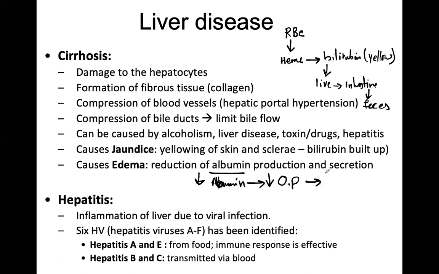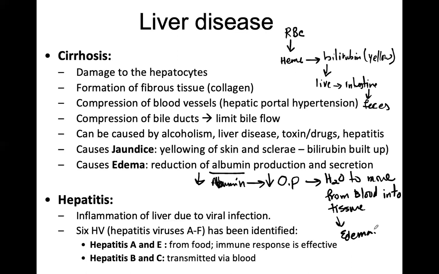That causes the water to move from the blood into the tissue. Think about it: if you have a lot of water in your tissue, it causes what? Tissue swelling, which is also known as edema. Please make sure these two concepts are clear, as I want you to understand why somebody who has cirrhosis of the liver has symptoms of jaundice and edema.